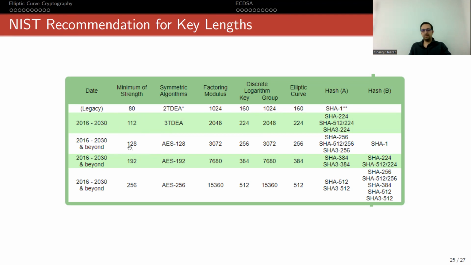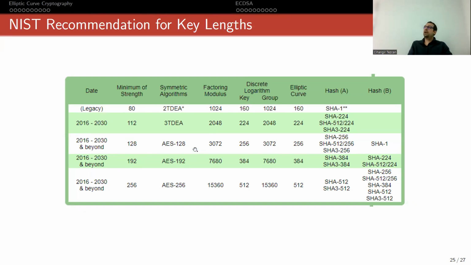In order to achieve this security, you can use AES 128. You can use SHA 256, right? But if you want to use RSA, your factoring modulus should be 3072 bits. If you use discrete logarithm, for instance, the digital signature algorithm or ElGamal, your key has to be 256 bits, but your group size should be 3072 bits, as in the case of RSA. But if you use elliptic curves, it is enough to choose an elliptic curve with a group size larger than 256 bits, as in the case of Bitcoin. So this is the minimum security we suggest, okay?